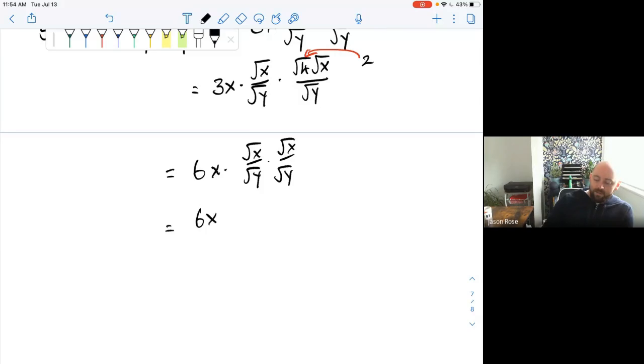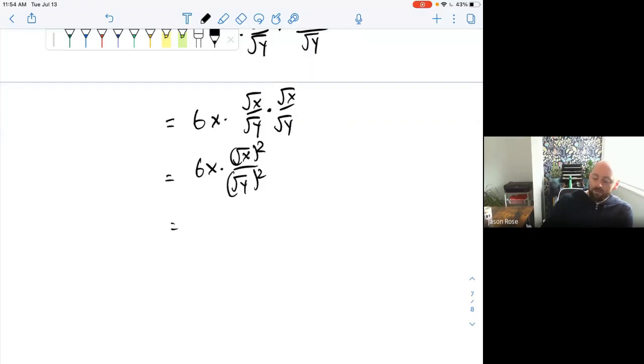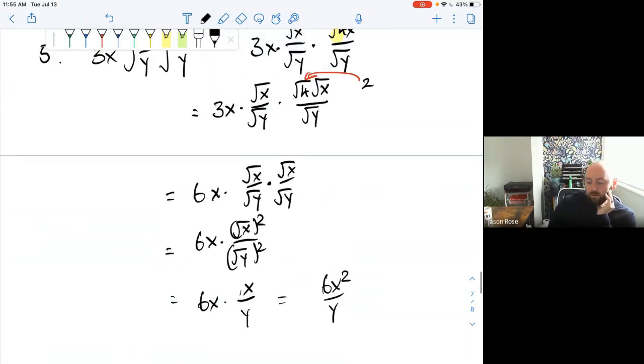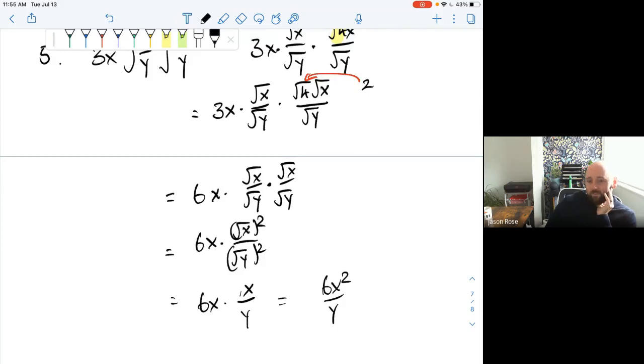So this is 6x. If I multiply top by top and bottom by bottom over here, I have root x by root x, which is going to be root x squared. I have root y by root y, which is going to be root y squared. So this is 6x times x over y, which is 6x squared over y. Scroll down a little bit. Any questions here?